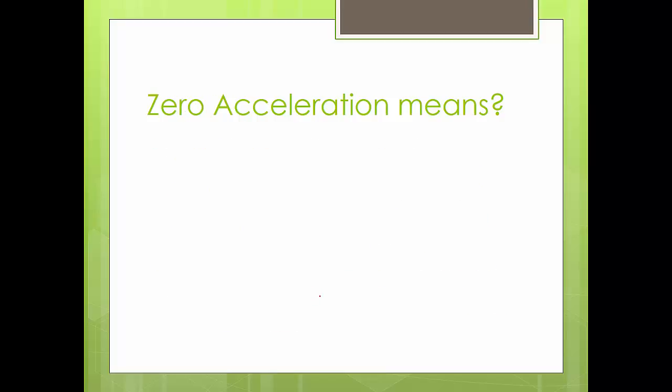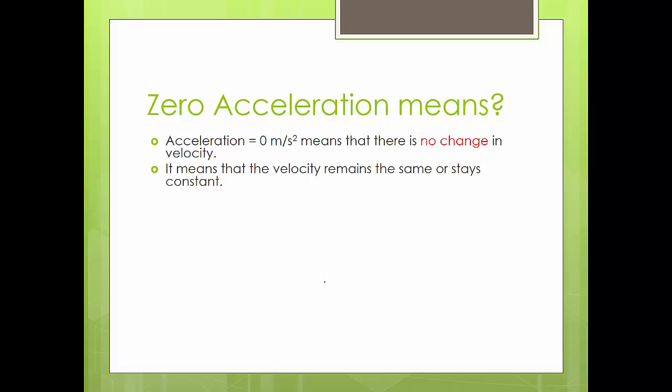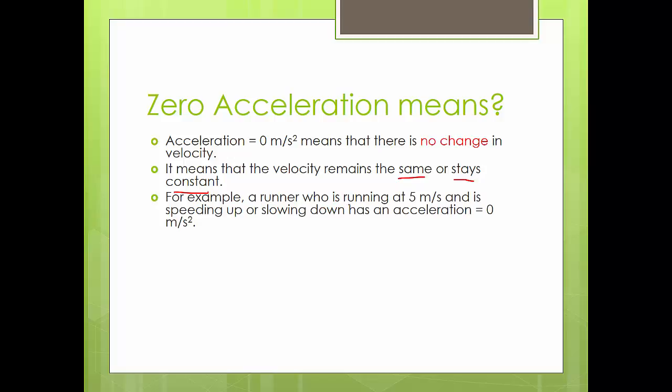Okay, so then what does zero acceleration mean? Zero acceleration means that there is no change. Since if you have some value, you'll change. Zero means that it's plus 0, plus 0, plus 0. So that means there's no change. It means that velocity remains the same, or stays constant. So very simply, a runner who is running at 5 meters per second, not speeding up or slowing down, has an acceleration of 0.